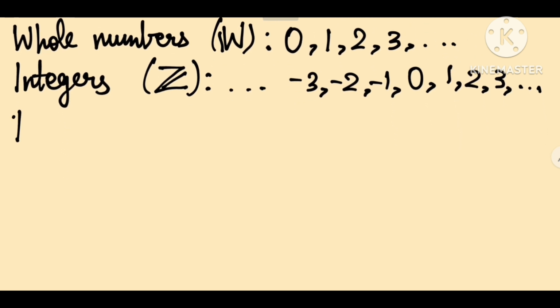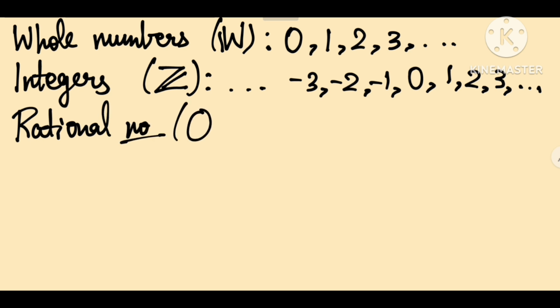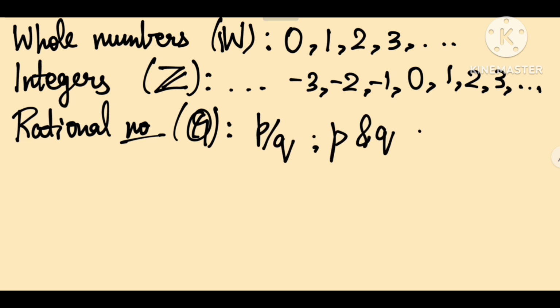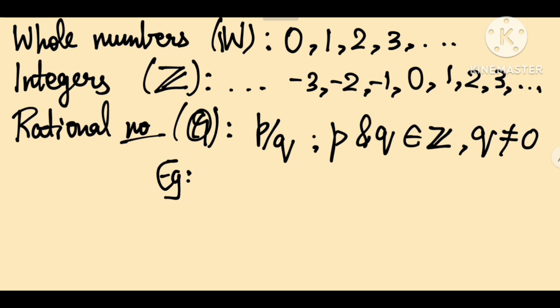Next up, we have the rational numbers. These are denoted by the letter Q, and these are the numbers that can be represented in the form p by q, where p and q are integers, and q is not equal to 0. For example, 1 by 2, minus 3 by 4, and yes, even 5 is a rational number as it can be written as 5 by 1.